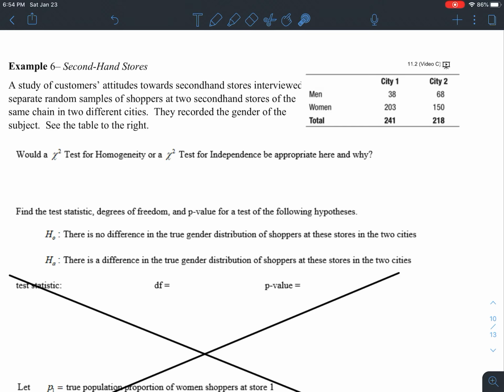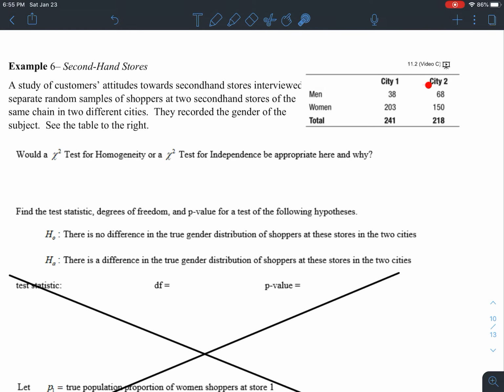Remember, the main difference between these two things is how the data is being collected. If it's being collected through separate samples from different populations, different samples, it's going to be a chi-square test for homogeneity. If it's being selected from one sample and we're comparing a couple of different categorical variables, that's when it's a chi-square test for independence.